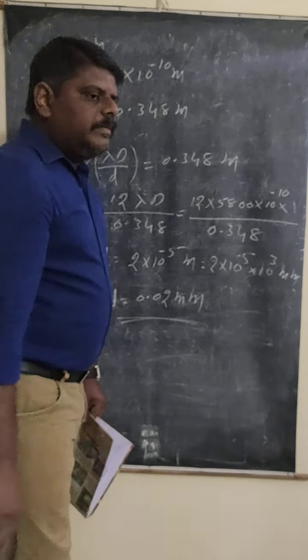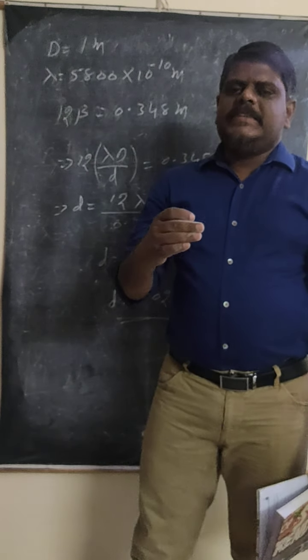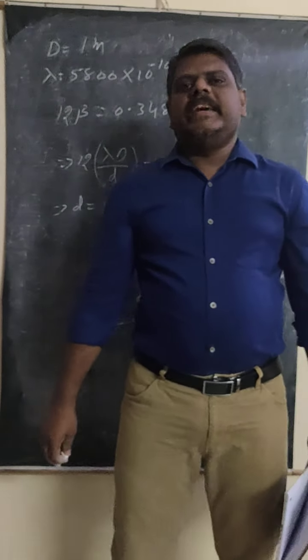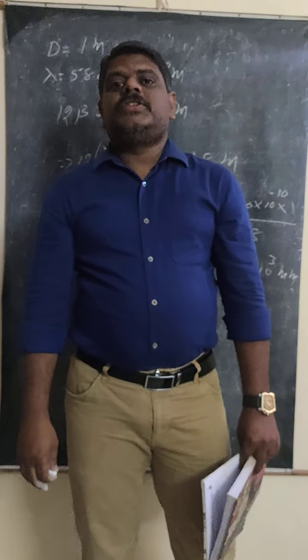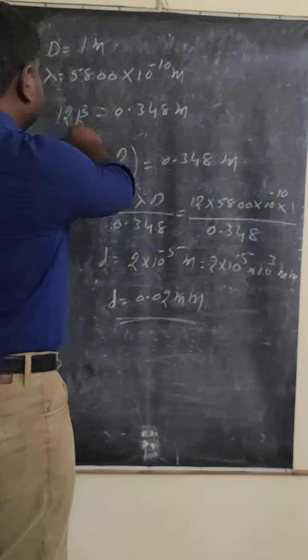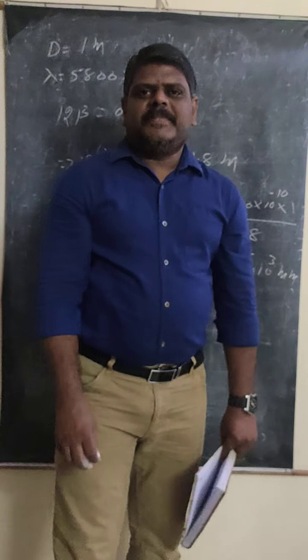Okay, so read the problem very carefully. This problem is very important. The problem says that the distance between the 6 bands on the upside and 6 bands on the downside is given. That is nothing but the distance of 12 bright bands you have to take. So that's why we are taking this formula, and the answer is 0.02 millimeters. Okay, let's go for the next problem.